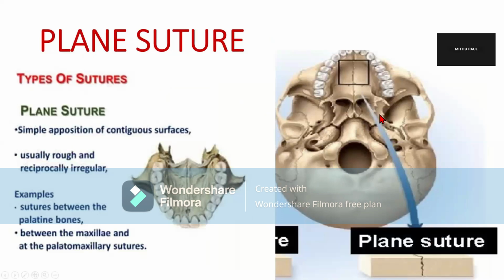Plain suture. See here in the formation of the hard palate, it is contributed by the palatine processes of the two maxillae, and from the posterior part, the horizontal processes of the two palatine bones. All of them are articulating with one another, not in an interlocking manner, not in an overlapping manner, but just meeting edge to edge. That sort of suture is known as a plain suture.